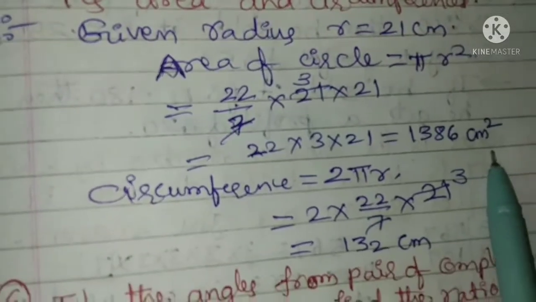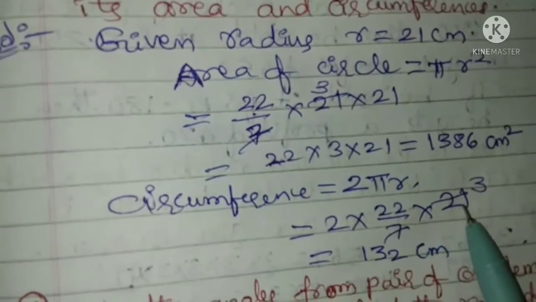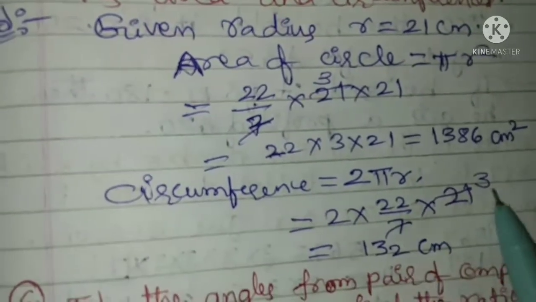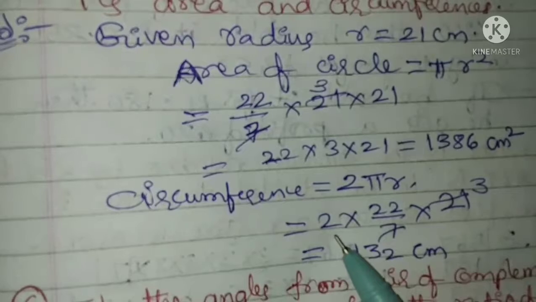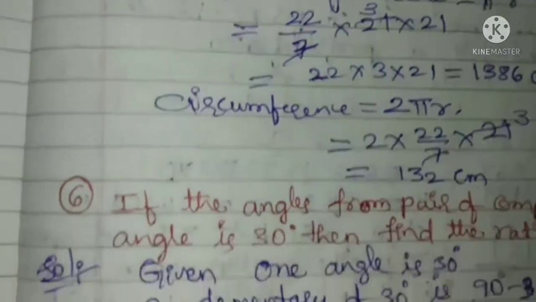1386 centimeter square is the area of the circle. Circumference of circle is 2 pi r. 2 into 22 by 7 into r. R value is 21. 7 3s are 21. Therefore we get 44 into 3, that is 132 centimeters is the circumference.